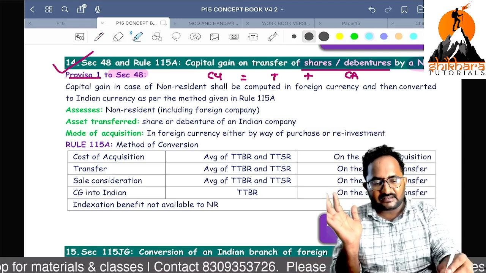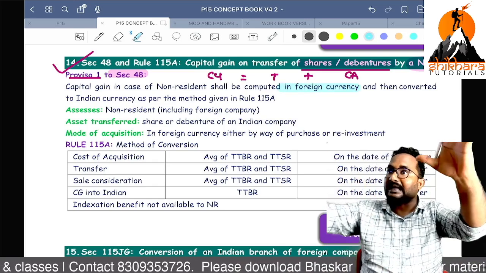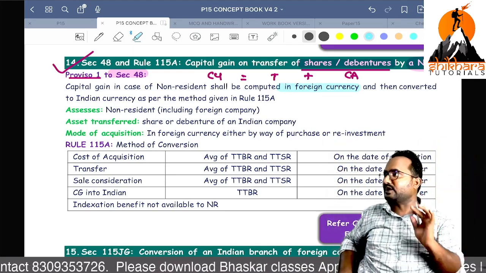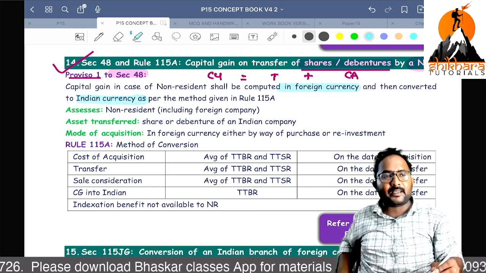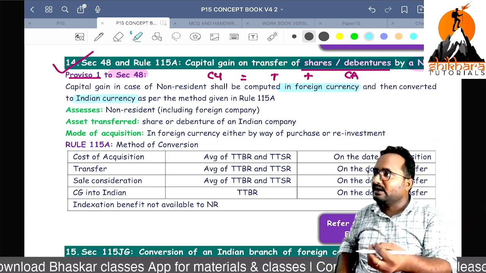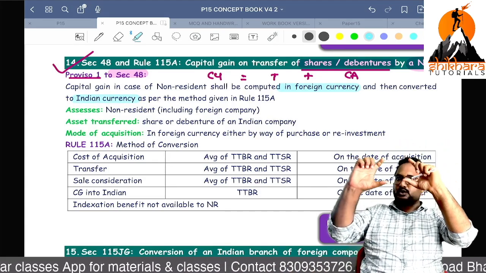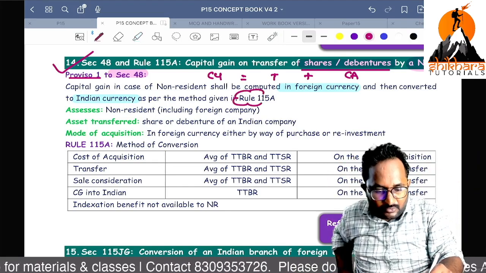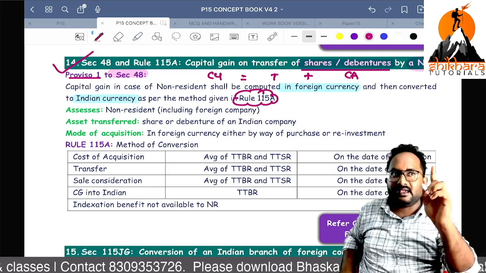First, non-resident related capital gain, how are we going to compute? In foreign currency. After calculating the capital gain, that may be long term or short term, if you get one capital gain amount in foreign currency, now you have to convert it into Indian currency. What is the reason? You are required to pay the tax in India. So that's why please convert that foreign currency capital gain into Indian currency. Computation totally should be in foreign currency. The final capital gain you got in foreign currency is converted into what? Indian currency. This conversion is given in which rule? Rule 115A.